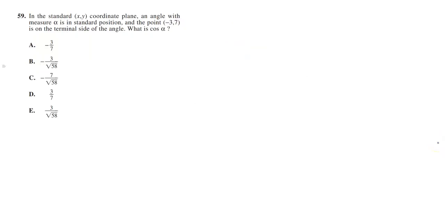In the standard XY coordinate plane, an angle with measure alpha is in standard position and the point -3, 7. So let's just draw this. -3, 7. So that's going to be right here. So we're going to do it right here. And let's draw. And the point -3, 7 is on the terminal side of the angle. What is cosine of alpha?